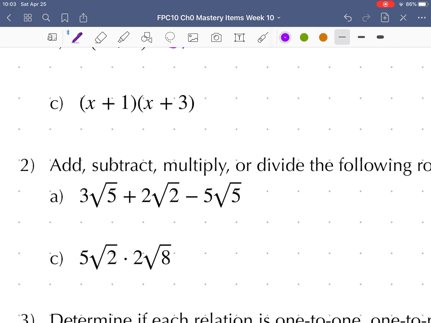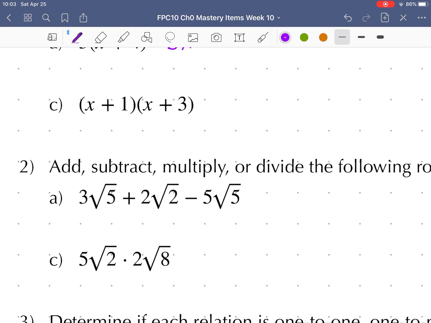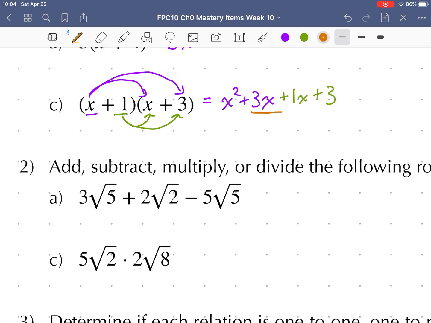Right, in letter C, we are multiplying a binomial by a binomial. So we take our x first, we multiply it to this x, then we multiply it to the 3. We get x squared plus 3x. We're finished with the first term of the first binomial. So we take our second term. Take the 1, multiply it to the x, then multiply it to the 3. We get 1x plus 3. Now we combine our like terms and simplify our answer. x squared plus 4x plus 3.